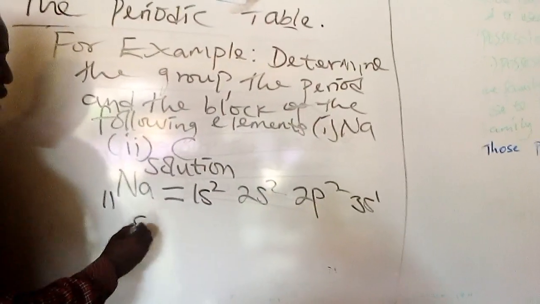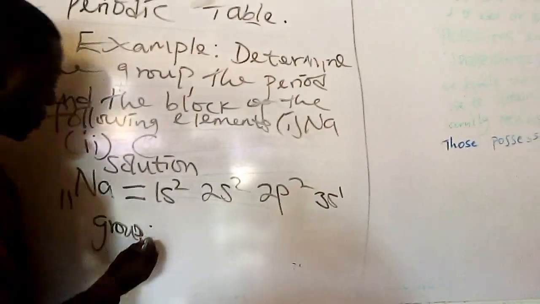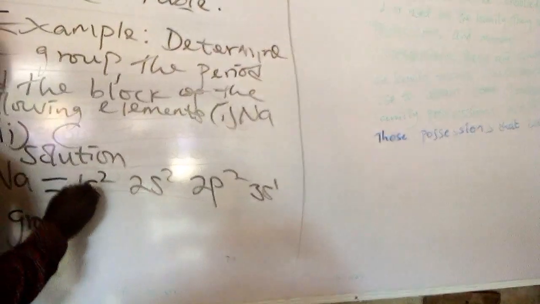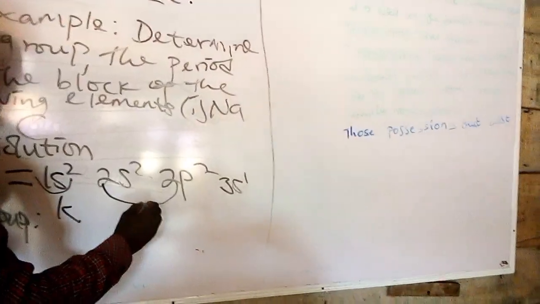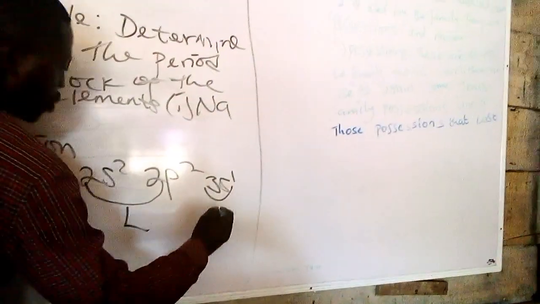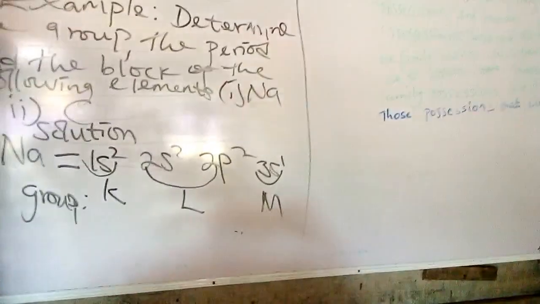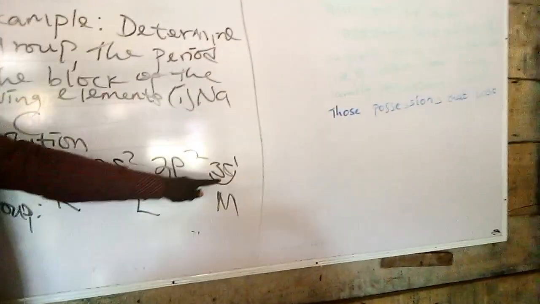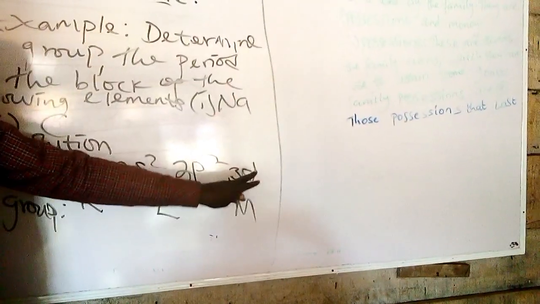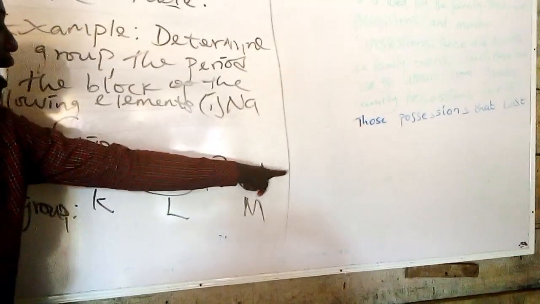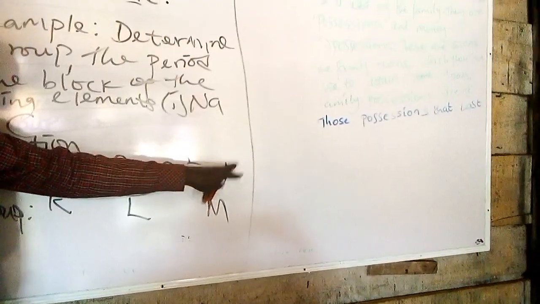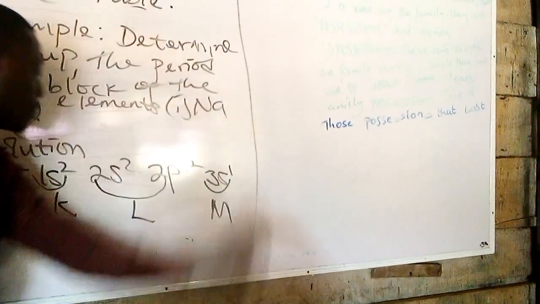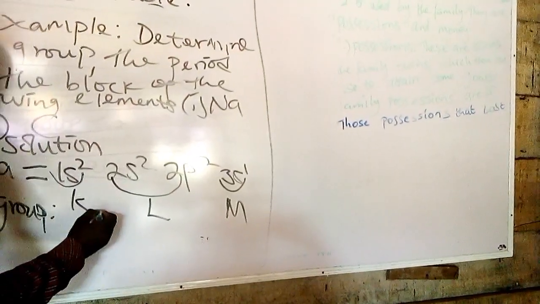Determining the group is very easy. Here the 1s2 is the K shell, this is the L shell, and this is the M shell. All you need to do is count the number of electrons in the last shell. Look at this shell M. How many electrons are in the last shell? 1. Since it's 1, it belongs to group 1.